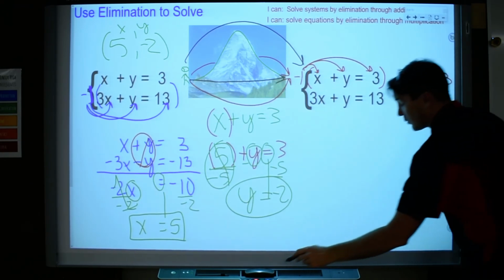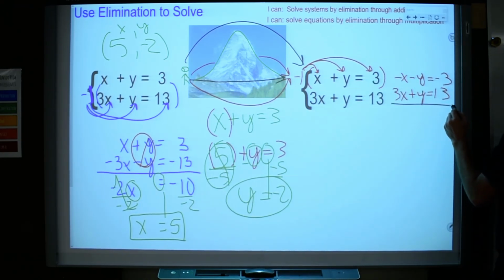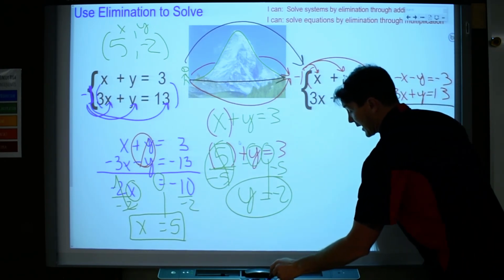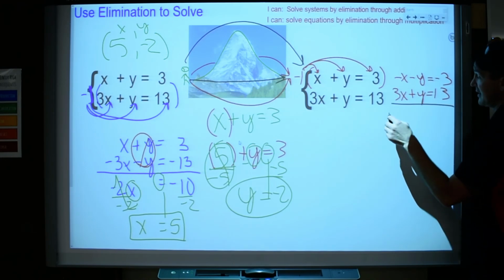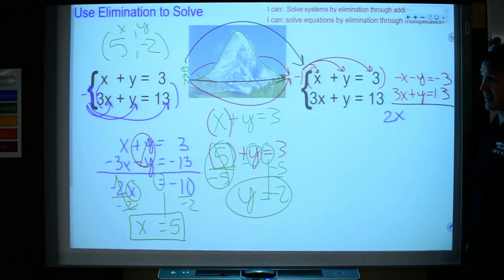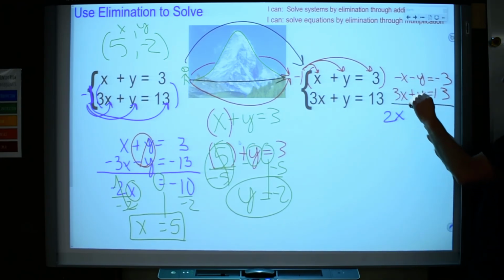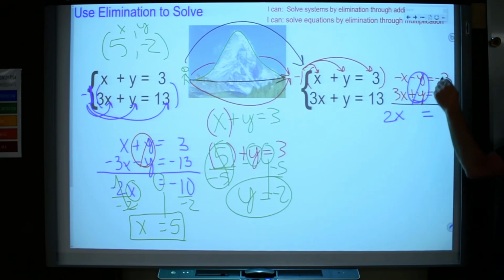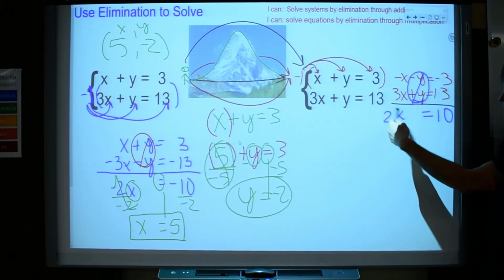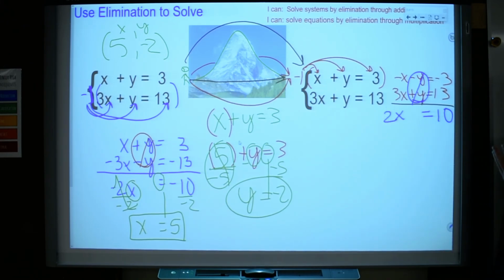And again, the reason why we did this is because we were trying to eliminate. Well, negative x plus 3x is 2x. That did not eliminate anything. Negative y plus y, though, that eliminates the y, and that's what we were trying to get, because if we get rid of one of the variables, then we can actually solve this. And then negative 3 plus 13 gives me 10. Well, last time I had negatives, this time I don't. This seems a little bit easier.